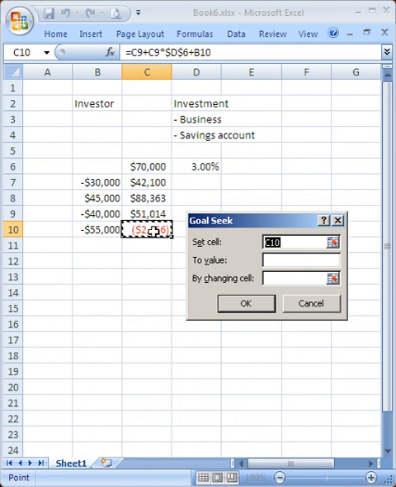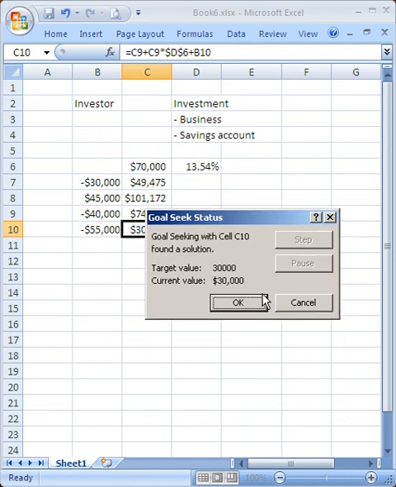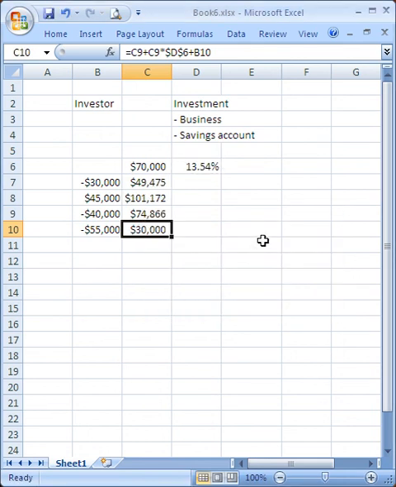We'll try to make the final amount be $30,000 by changing the interest rate. And here we have our answer. The business is exactly equivalent in terms of cash flow to a savings account that pays 13.54% interest. That's a great investment.